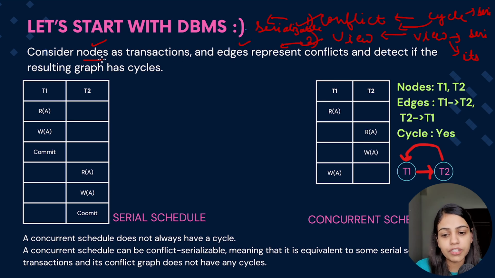In the conflict graph, the nodes represent the transactions in the schedule and the edges represent conflicts in the schedule, and we need to detect if the graph has a cycle or not.